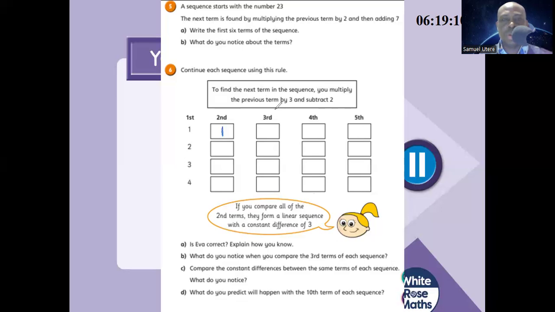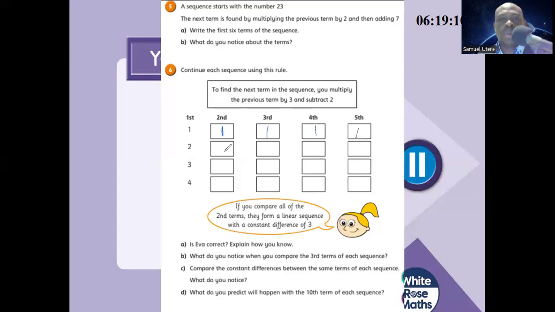Okay, this one, you can see the previous term here now is 1. So 3 times 1 is 3. And then if we subtract 2 again, it is 1. Okay, you can see that that is what we're going to be getting. So 1. Because each time we multiply the previous term by 3 and subtract 2, we're going to get 1.